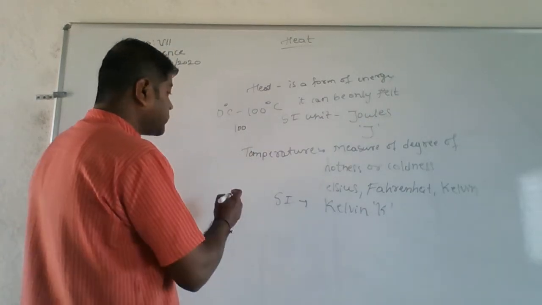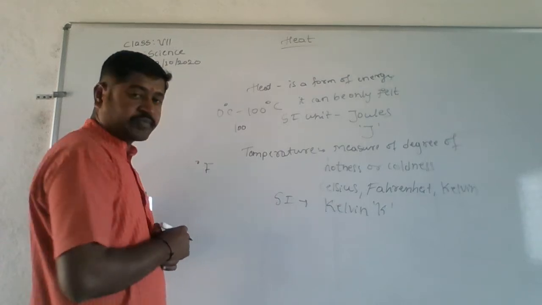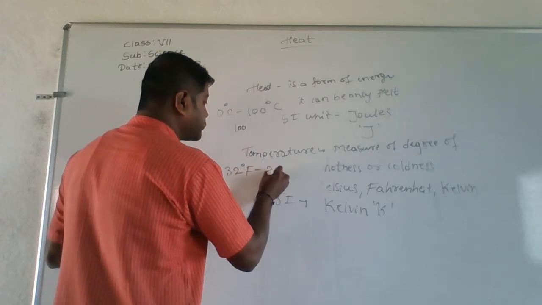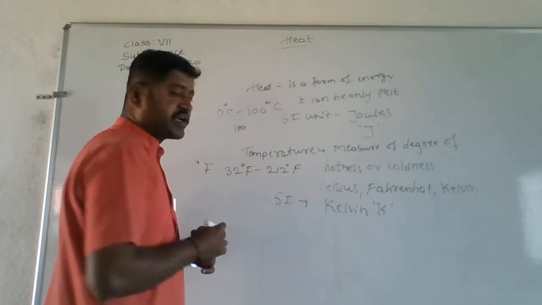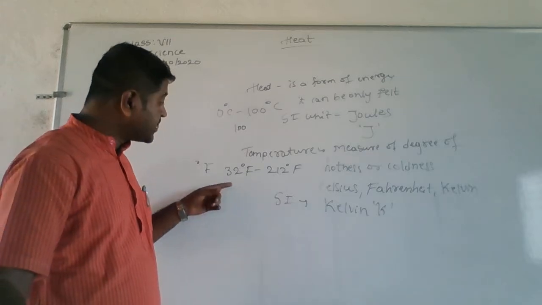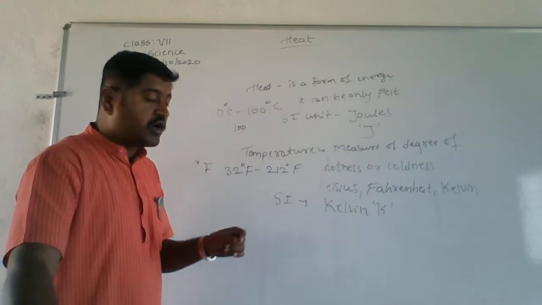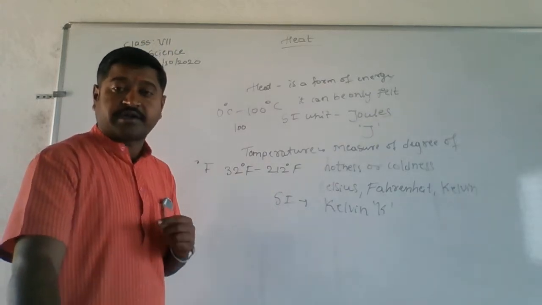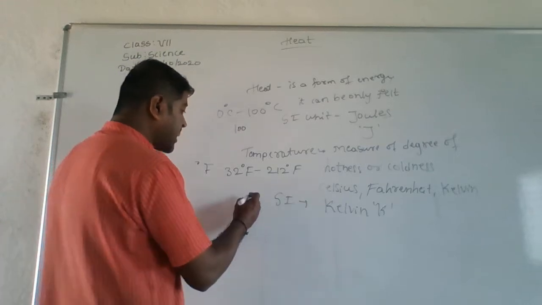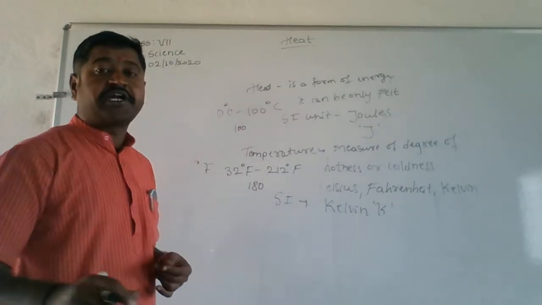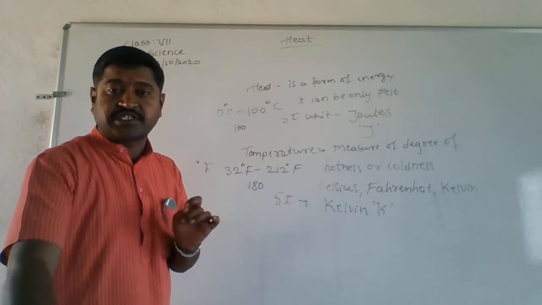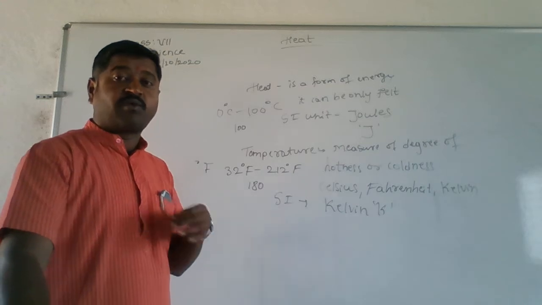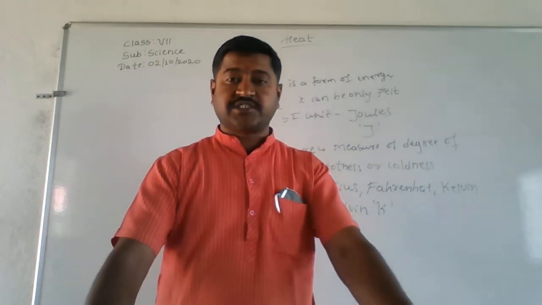Then next, coming to Fahrenheit scale, it is having 32 degree Fahrenheit to 212 degree Fahrenheit. Means this 32 degree is melting point of water and this 212 degree Fahrenheit is boiling point of water. Here it is having 180 divisions in Fahrenheit scale. So this is what we had studied in our previous class.